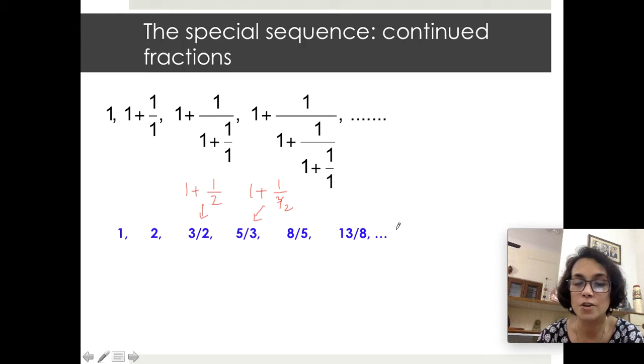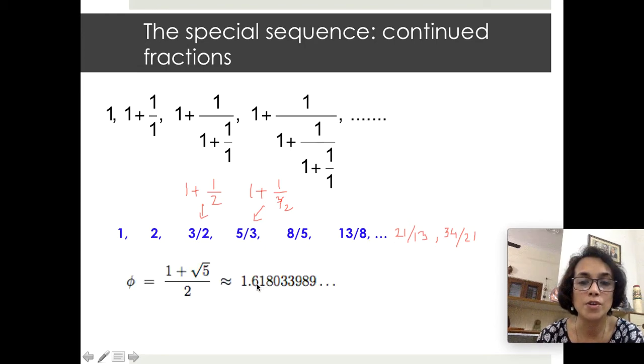So can you guess what will be the next fraction? Well, it will be 13 plus 8, which is 21 upon 13. And the next one will be 21 plus 13, which is 34 upon 21, and so on. Ultimately, this goes to the golden ratio, which is denoted by the symbol phi, and this is (1 plus root 5) upon 2, which is approximately equal to 1.618 up to 3 decimal places.